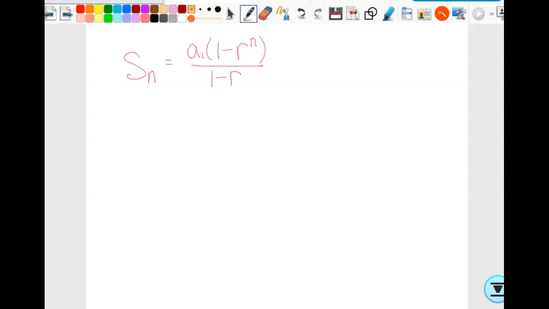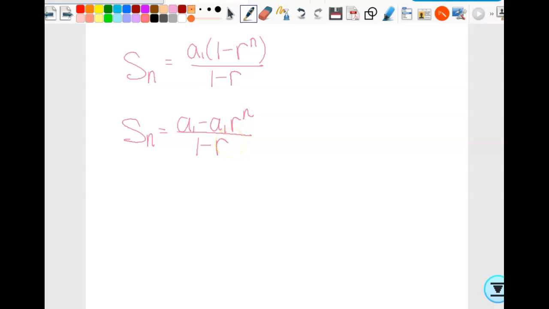The question someone asked, well, really more that they pointed out, is that in Delta Math, that's not the formula they show you. I don't know if you noticed that. What they show you in Delta Math is A1 minus A1 r to the nth power over 1 minus r.